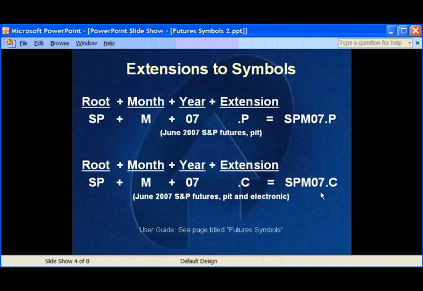Remember, we use the .C in order to weave a virtual 24-hour market out of the same symbol that trades a pit session, day, and an electronic session during the non-daytime hours. The .C weaves that together so I can see a full round-the-clock chart for that particular symbol.